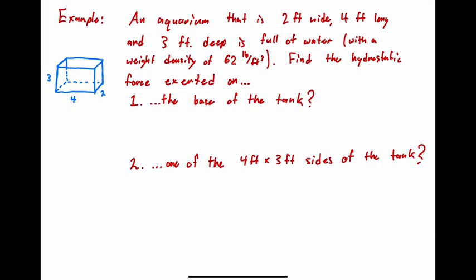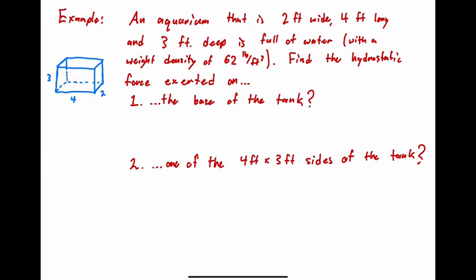Here we have an aquarium that is 2 feet wide, 4 feet long, 3 feet tall. And we're told that it's full of water that has a weight density of 62 pounds per cubic foot. Notice that we are using imperial units. We will not be multiplying by 9.81 to get density here. We want to know what is the hydrostatic force exerted first on the base of the tank, and then what's the hydrostatic force exerted on one of the 3 foot by 4 foot sides.